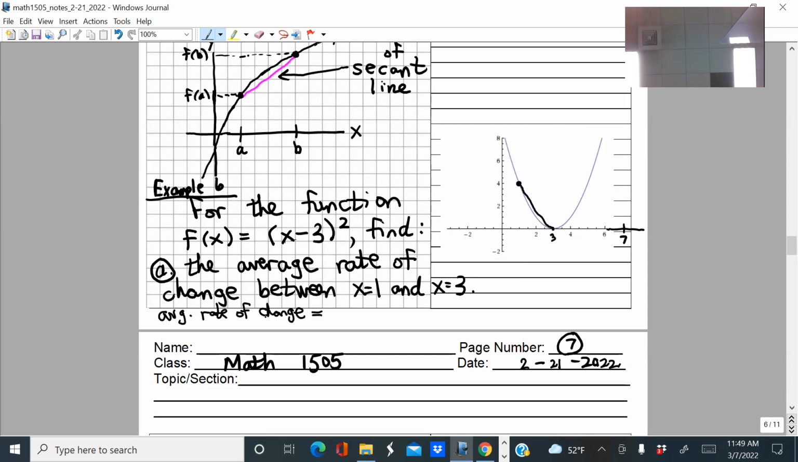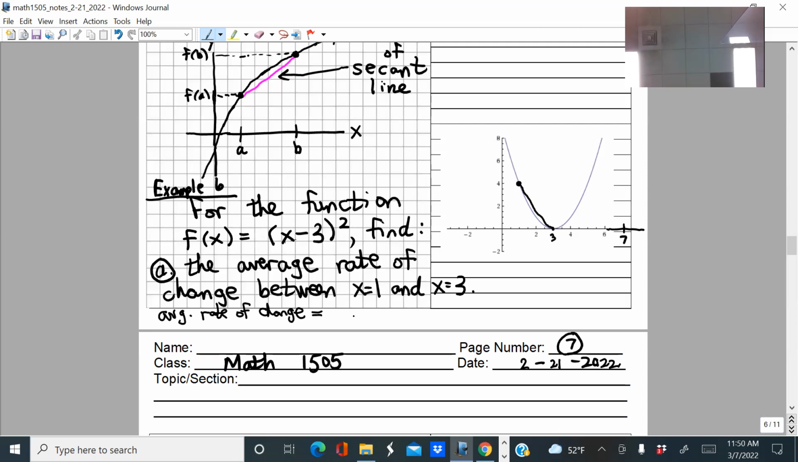Unfortunately, this is kind of a bad thing in mathematics: we don't have a symbol for this. We don't have notation for average rate of change. You just have to write it out.